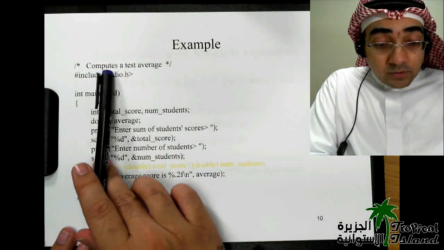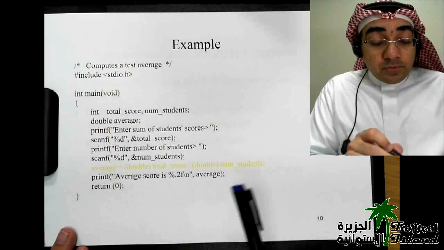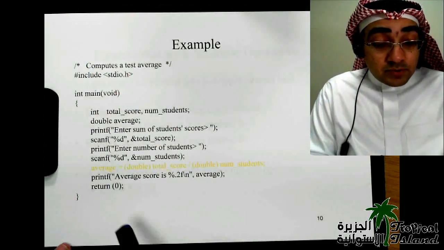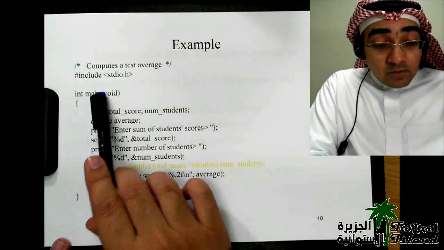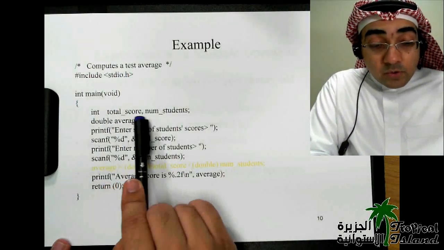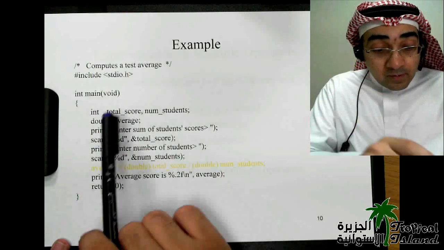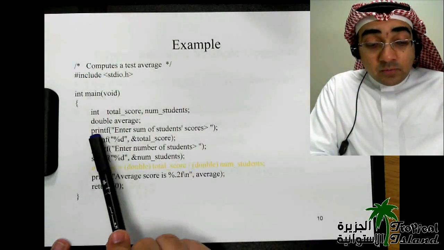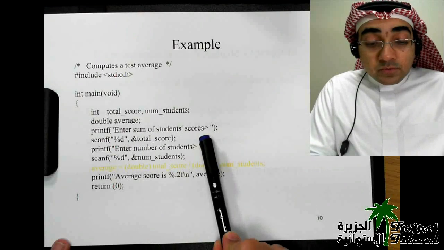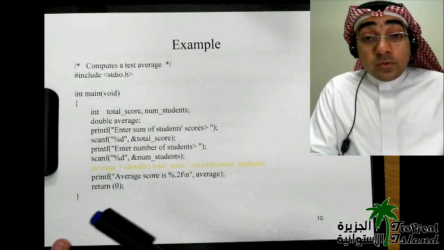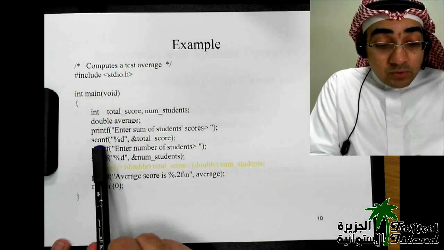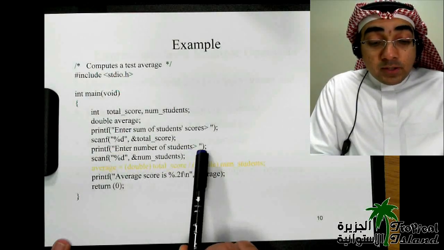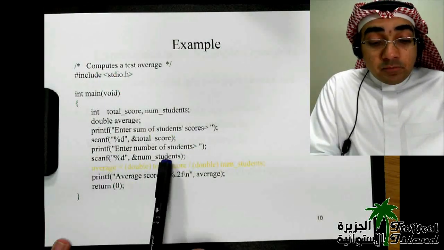So in this one we want to compute a test average, and how to compute a test average? We add the grades together and we divide by the total number of students. So in our main function we have an int total score, num students, and double average. Okay, so we prompt the user to enter the sum of the students' scores. So he's going to enter the sum, and we read that sum from the user, and then we ask the user to enter the number of students, and we read the number of students from the user.